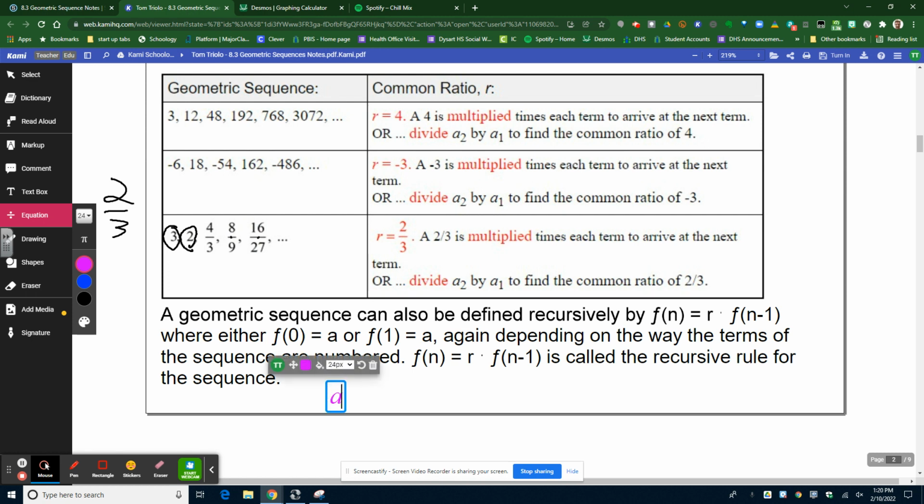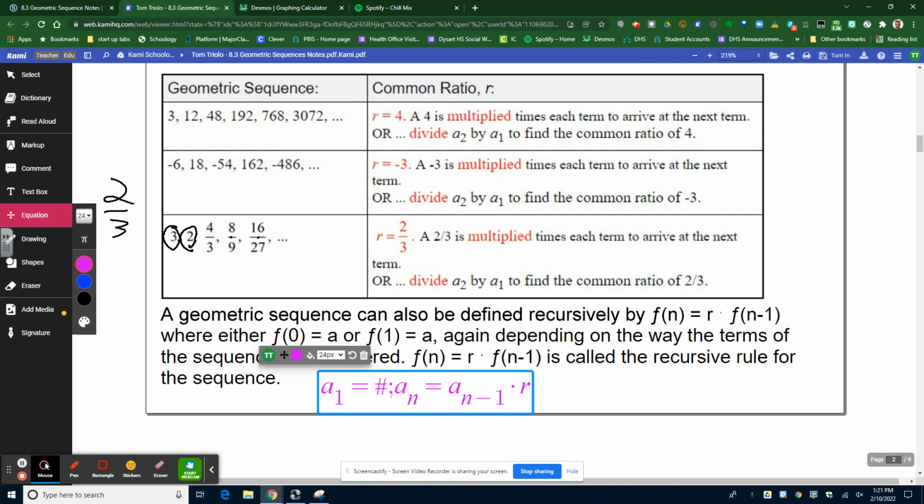So a sub n, recursive rule, a sub 1, let's start with 1, equals some number. Semicolon, a sub n equals a sub n minus 1 times r. Now the difference, I'm not sure why, the r should be higher. I'm not sure why in this case. Maybe I just forgot it last time.